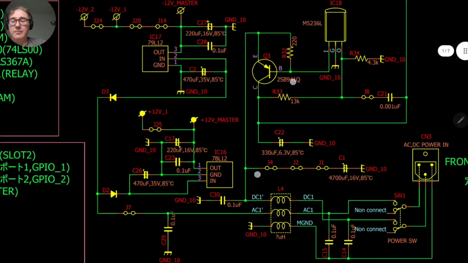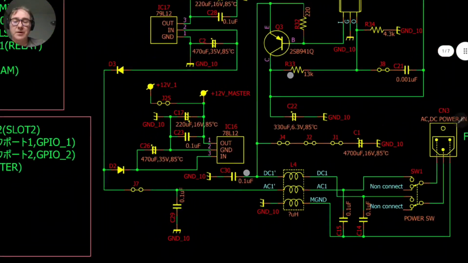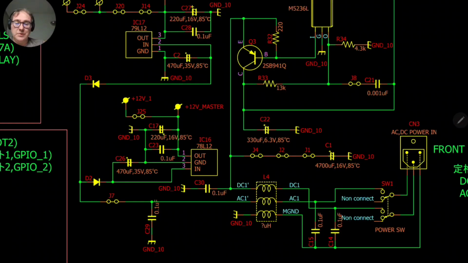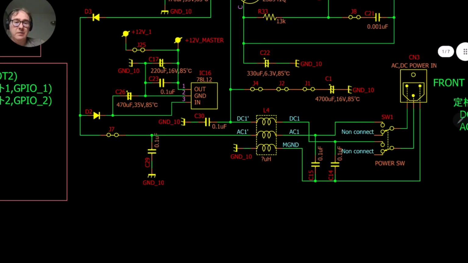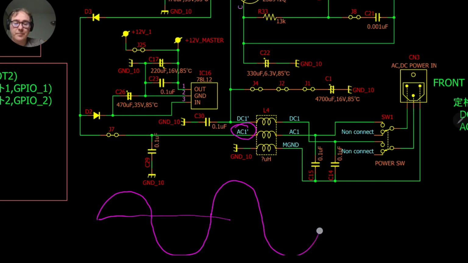Then we have the other part in here, which is the generation of the minus 12 and plus 12 volts. So how does it work? Here the difference is that we start with AC current. It looks like this: we have a positive part, a sinusoid, then a negative part, and this repeats.